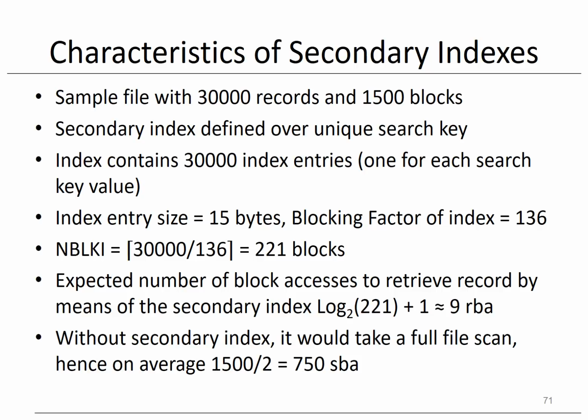Without a secondary index, it would take a full file scan. Hence, on average, 1,500 divided by 2 or 750 sequential block accesses to find the record according to the search key.